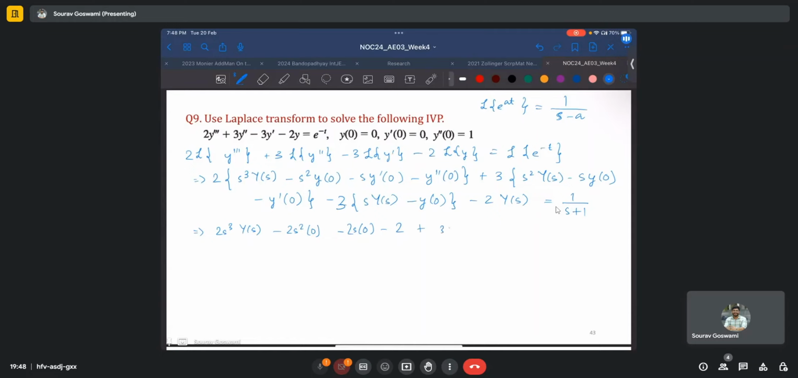plus 3s square y of s minus 3s y of 0, which is 0, minus 3 y prime of 0, which is also 0, minus 3s y of s plus 3 y of 0, which is 0, minus twice y of s is 1 by s plus 1. So these are the terms which are going to 0.